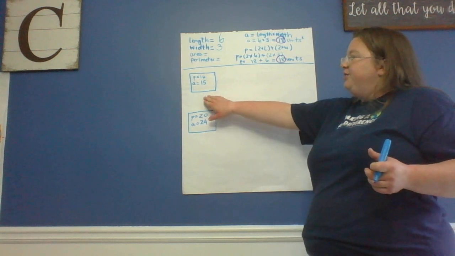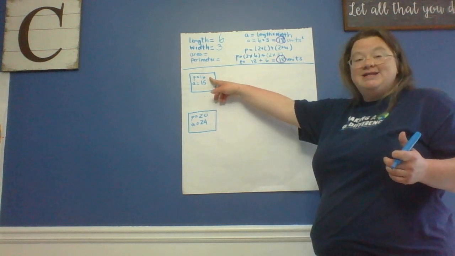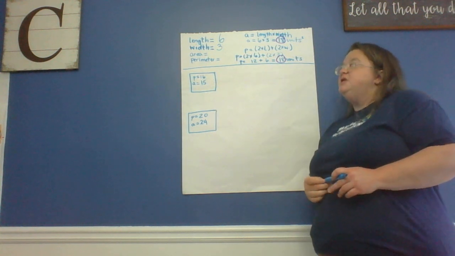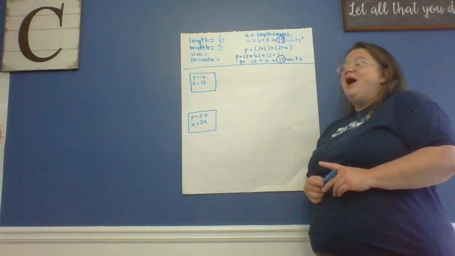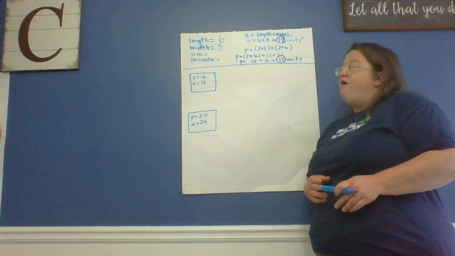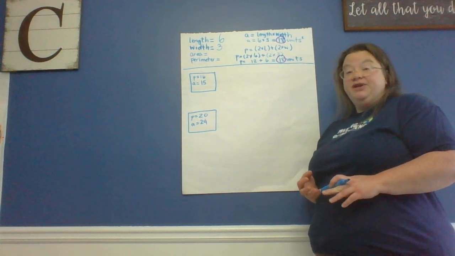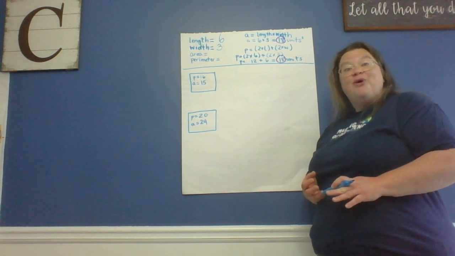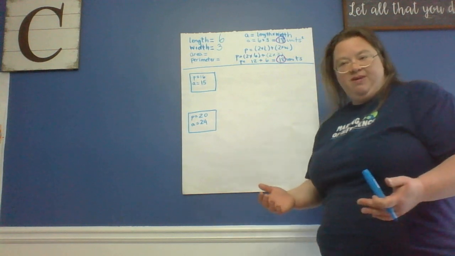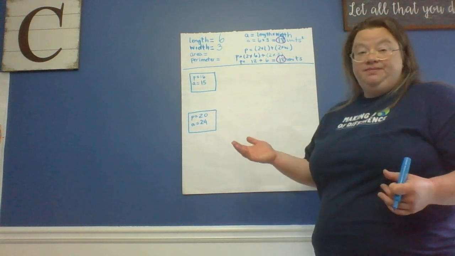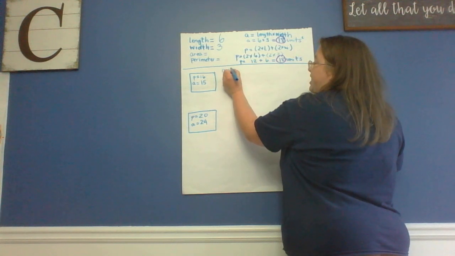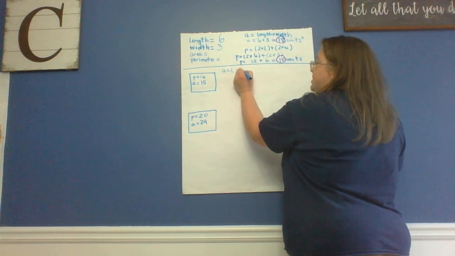So this is rectangle number 1. The perimeter is 16 units. The area is 15 square units. Now I have to figure out what the length and width could be of this rectangle. Now this sounds a little hard, a little overwhelming. Don't panic, you guys can do this. My advice for you would be to start with area. And we know that area equals length times width.